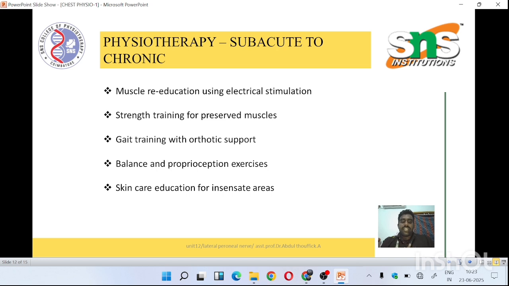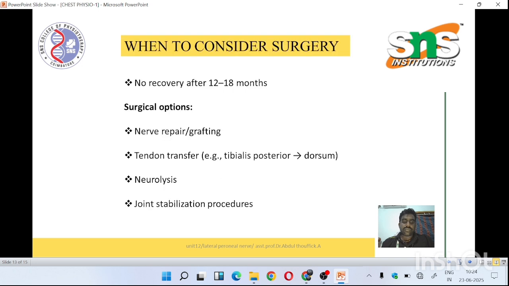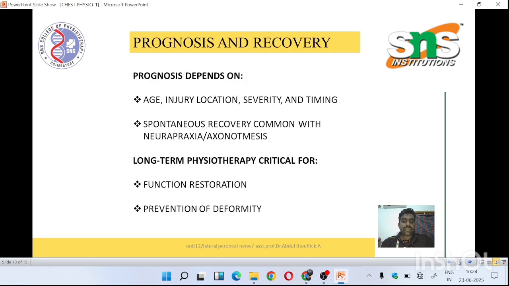When to consider surgery? Surgical options may be considered if there is no recovery after 12 to 18 months. The options include nerve repair or grafting, tendon transfers, for example tibialis posterior tendon transfer to restore dorsiflexion, neurolysis or decompression of the nerves, and joint stabilization in severe cases. What about the prognosis? Recovery depends on age, site of injury, severity of the injury, type of lesion, and earlier interventions.